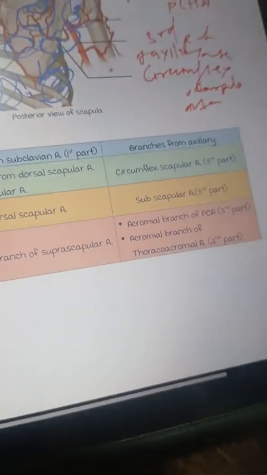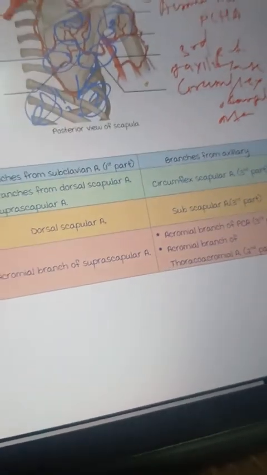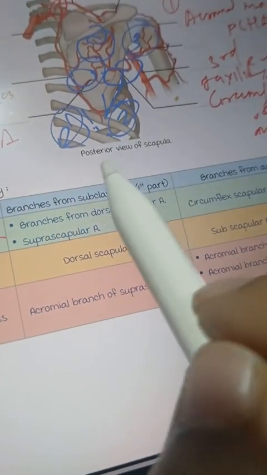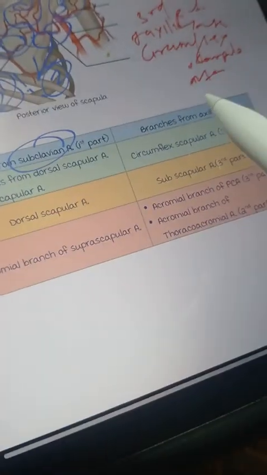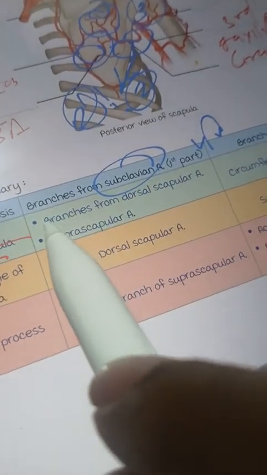So from this diagram, all the anastomoses are super clear. Anastomosis takes place between the branches of basically subclavian and branches of axillary. Between the two things, anastomosis takes place. So branches of subclavian are basically branches from dorsal scapular artery, suprascapular artery, and circumflex scapular. The dorsal scapular and subscapular. Acromial branches of suprascapular and acromial branch of PCHA and thoracoacromial, which is basically third part.